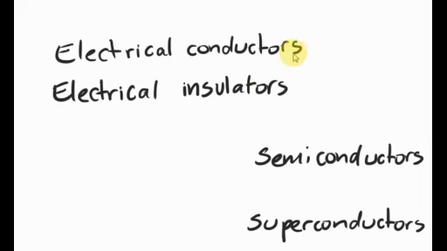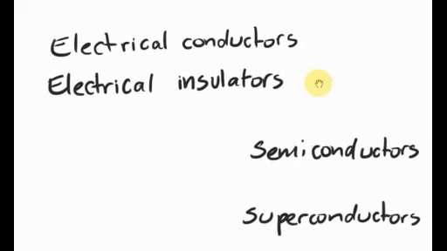Some examples of conductors would be most metals, such as copper, aluminum. Copper specifically is usually used in circuit boards. And insulators would be things like wood, rubber, glass, silk, your skin, things that don't conduct electricity well.